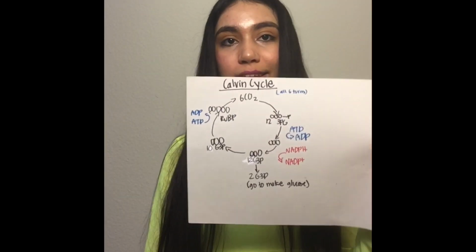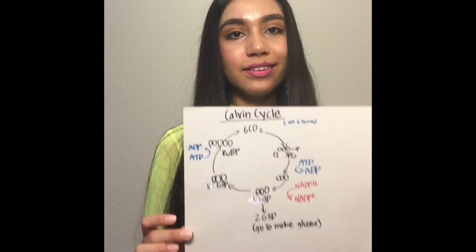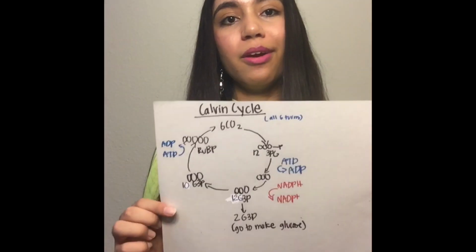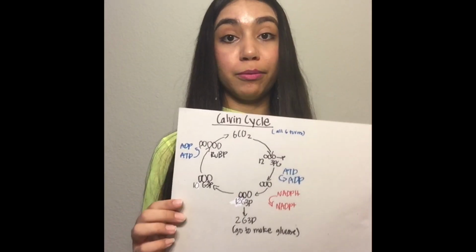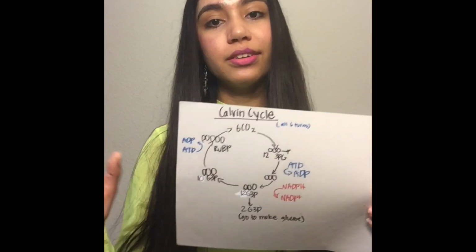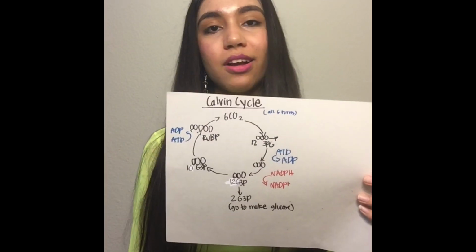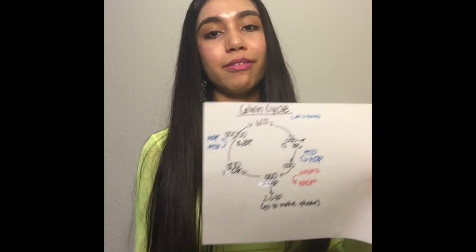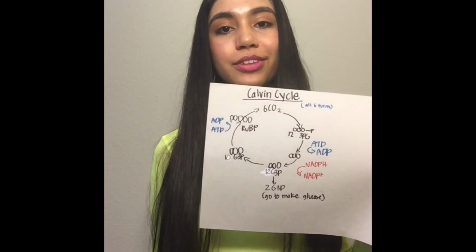Here's our ATP and NADPH. In reduction, they use their energy to turn PGA into G3P. Some G3P makes glucose, but what happens to the rest of them? They don't leave, they make RuBP in this phase called regeneration. It has to spin around 6 times to make 1 molecule of glucose.